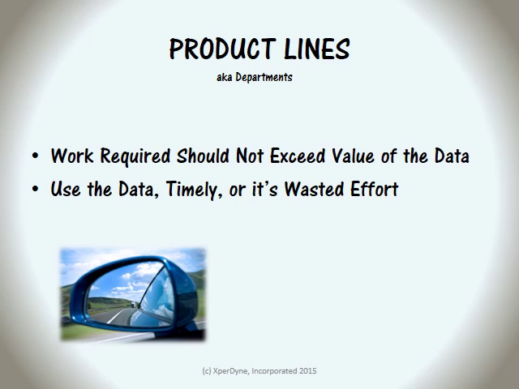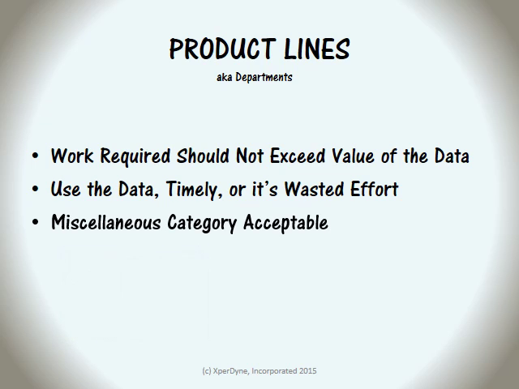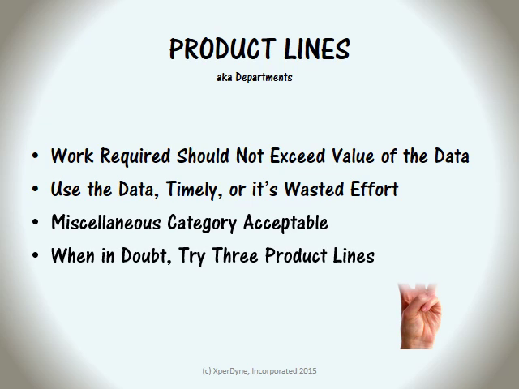Products representing less than 10% of your total sales are not likely a good candidate for a separate product line, and it's acceptable to have a miscellaneous category marked Other, as long as it represents no more than 1/3 of your total sales. And if you've never tracked product lines before, limiting yourself to 3 is a good start. You can always create new product lines as sales change or increase.